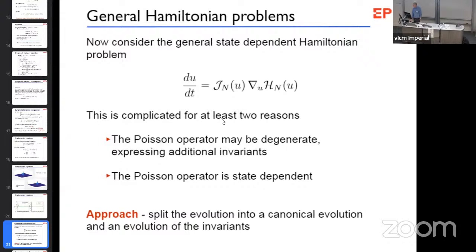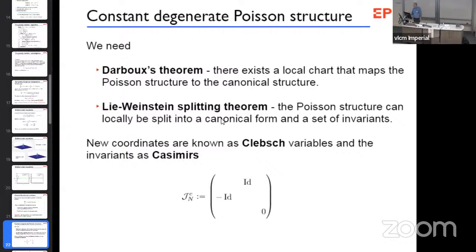So how to think about that? Well, let's start by saying J is constant, but general. That's sort of the first step. Then the way to deal with that is you need two results, which have been around for a while. Darboux's theorem tells you that locally there is a map that brings it back to canonical form.